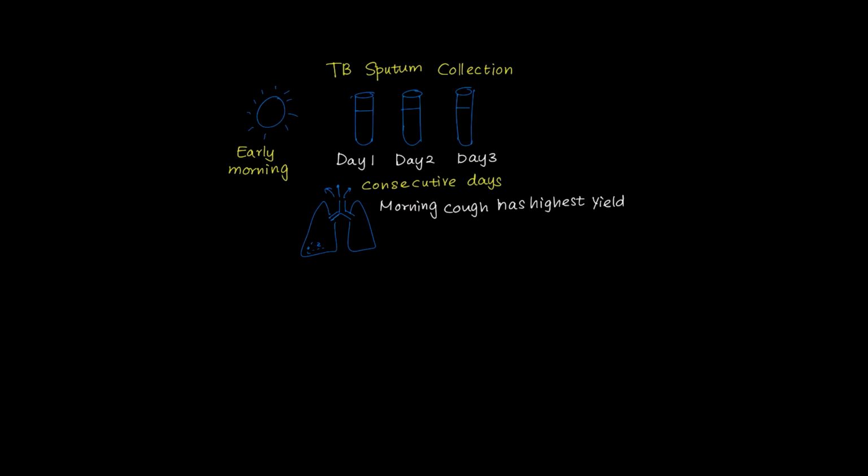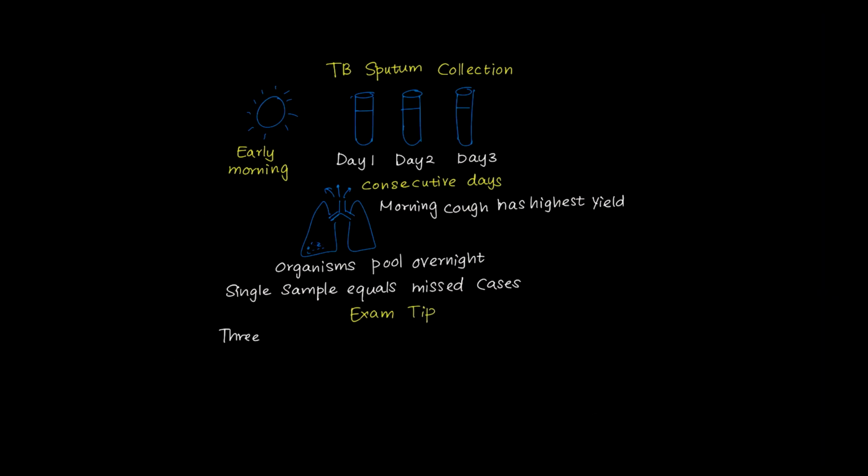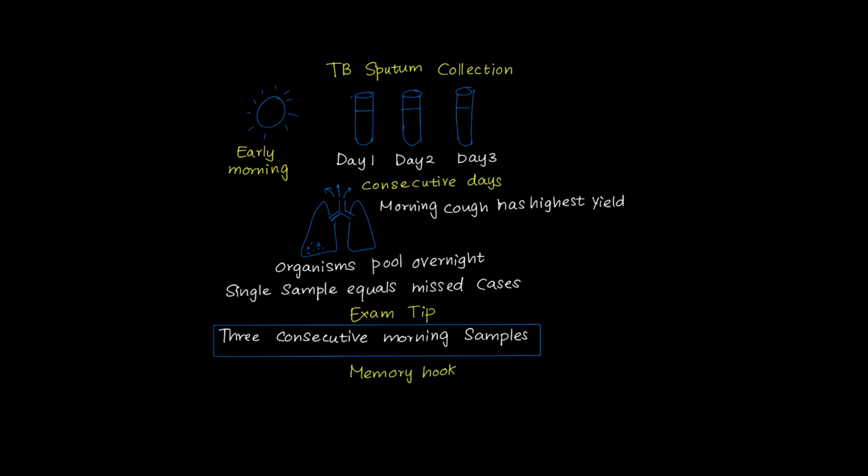One mid-afternoon induced sample does not match the protocol. A single sample misses organisms that only appear in subsequent collections. Random coughing specimens vary in volume and quality, so the lab cannot rely on them for a definitive diagnosis. One evening sample sent urgently sounds efficient, but fails the sensitivity standard. The rule is 3 mornings, sterile, consecutive days.